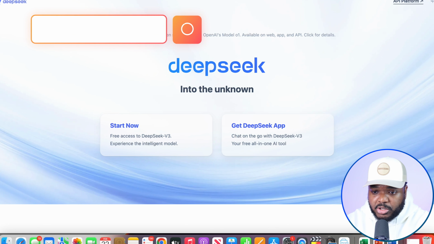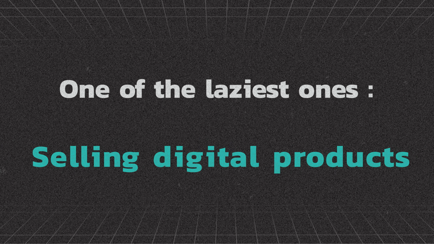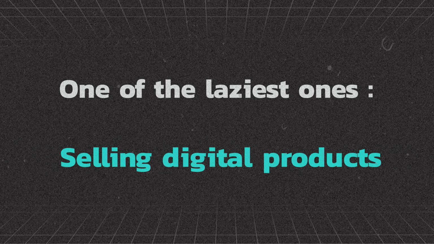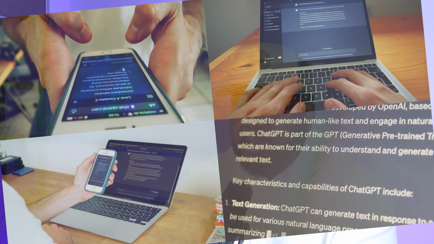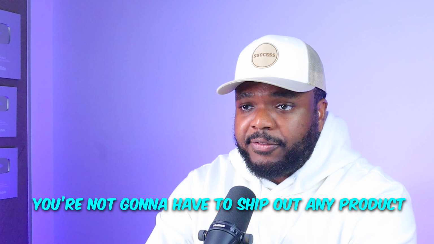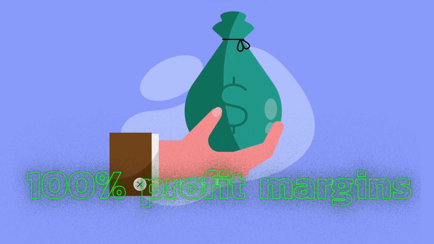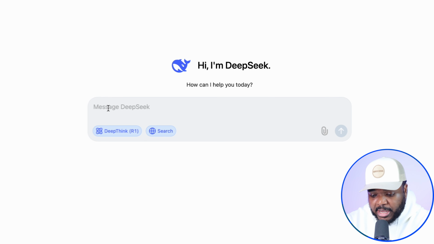Now, before I show you the prompt that I'm going to type in, when it comes to all of the different side hustles out there that you can start, I would say that one of the laziest ones is going to be selling digital products. And the reason why I say that is because when it comes to making a digital product, in the times that we're living in right now, you're going to be able to use AI. In addition to that, every single time that you make a sale, you're not going to have to ship out any product. Everything is going to be automatic. And an additional benefit is that you're going to be able to make close to 80, 90, maybe even 100% profit margins.